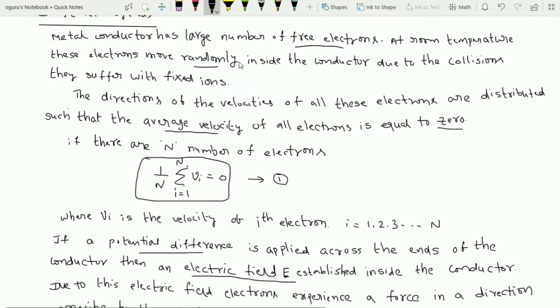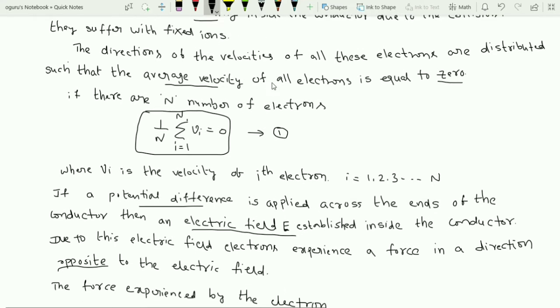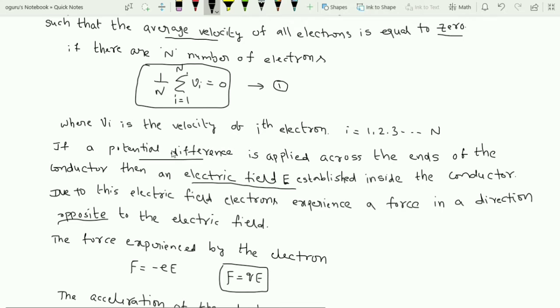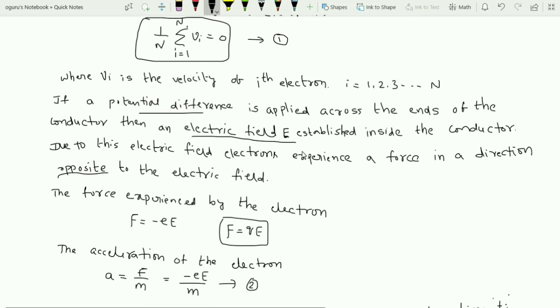So the electrons are moving in random directions. Now when a potential difference is applied across the ends of the conductor, then an electric field is established inside the conductor. Due to this electric field, all the electrons experience a force in a direction opposite to the electric field.